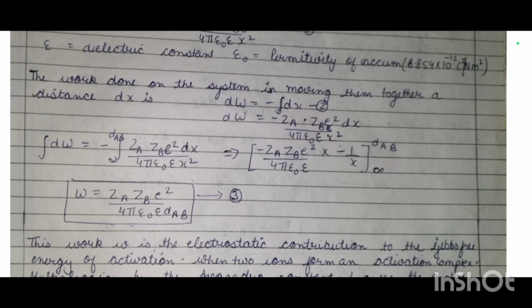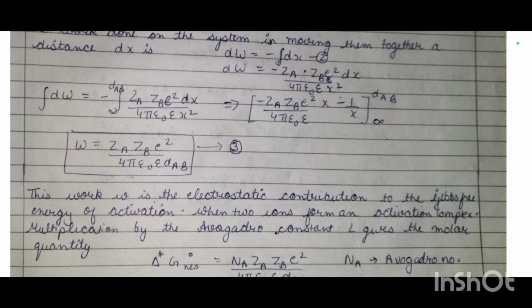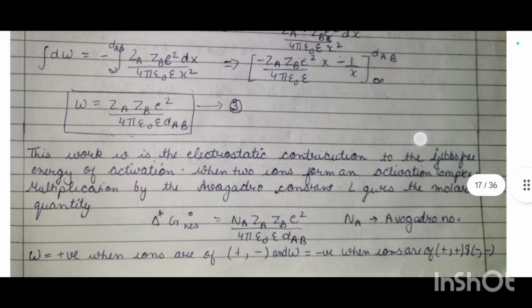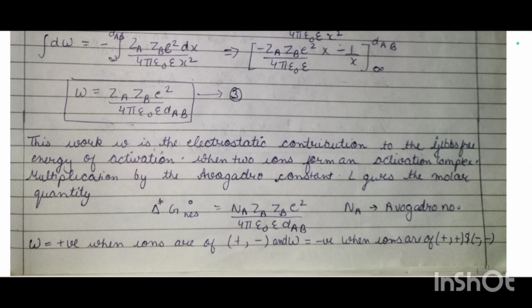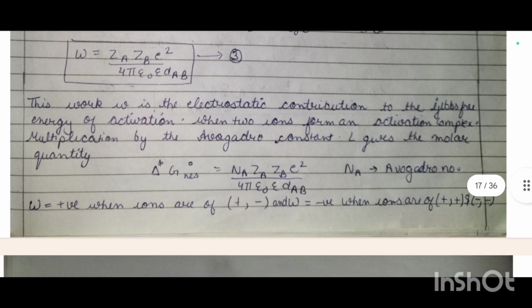is equal to negative integration of ZA ZB e square dx divided by 4 pi epsilon naught epsilon x square from infinity to dAB. The work done is equal to ZA ZB e square divided by 4 pi epsilon naught epsilon dAB. This work W is the electrostatic contribution to the Gibbs free energy of activation. When two ions form an activation complex, multiplication by the Avogadro constant L gives the molar quantity.